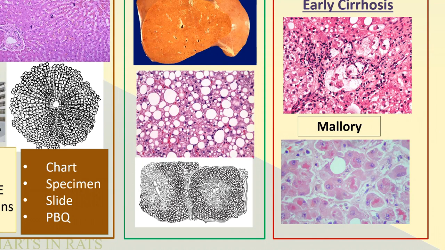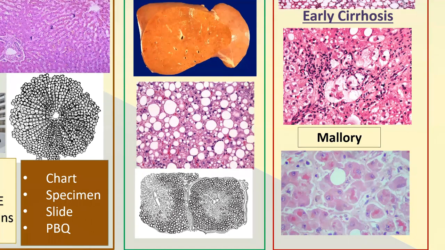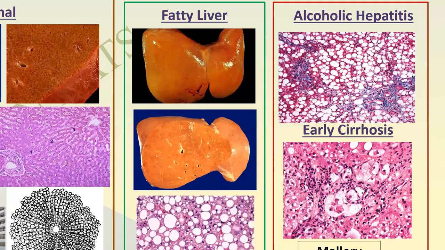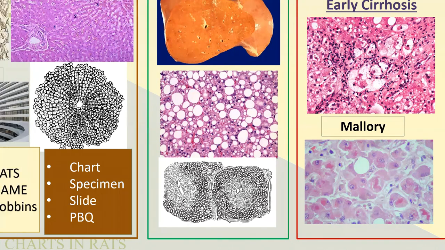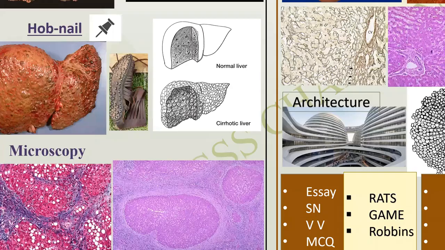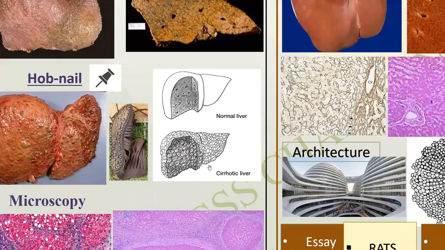So these are the three changes we should be remembering. One is alcoholic hepatitis, two is early cirrhosis, three is Mallory's hyaline. The last stage, we shall be going to cirrhosis. Before I go to the cirrhosis proper, I would like you people to kindly appreciate these two diagrams.